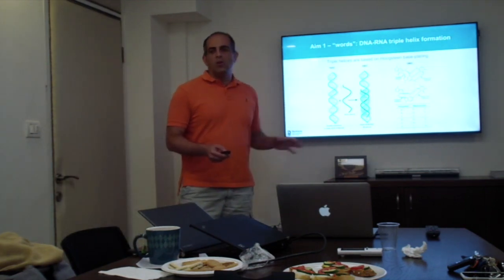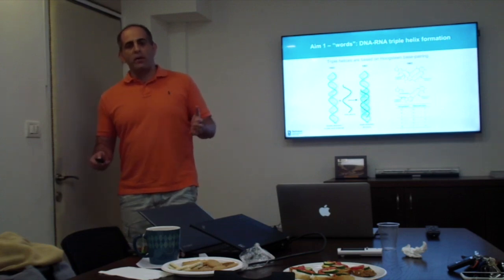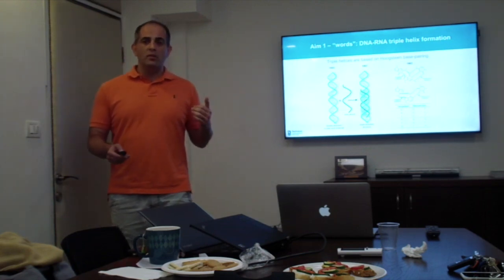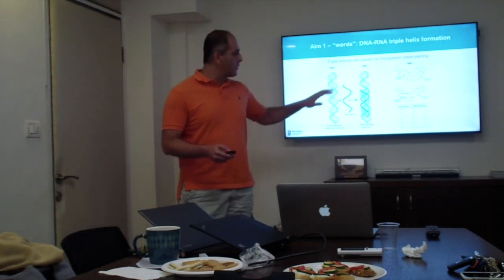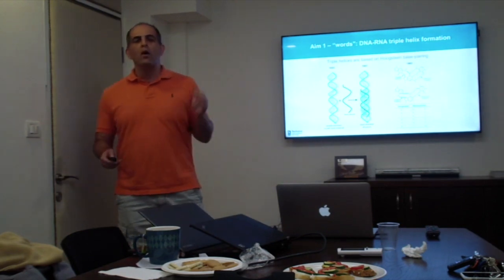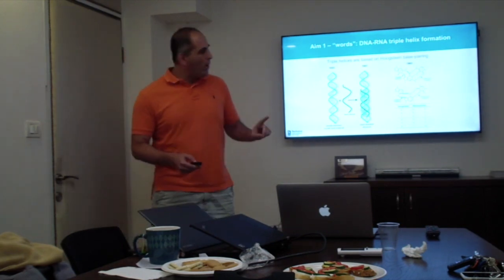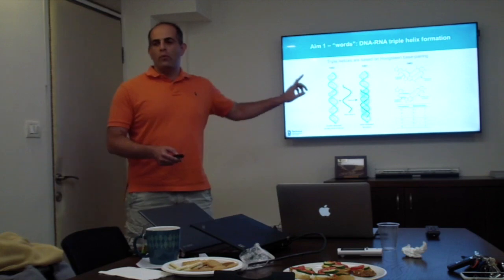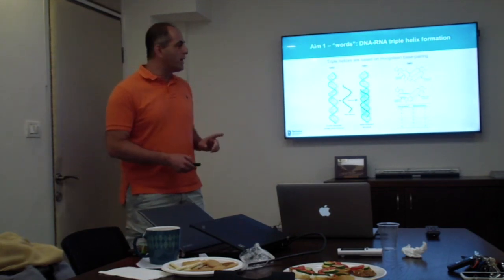It is based on a different type of base pairing that was already discovered back in the 1950s, next to Watson-Crick base pairing. That's called Hoogsteen base pairing. It's another way of forming hydrogen bonds. However, unlike Watson-Crick, we do not really know the code for triple helix interactions.